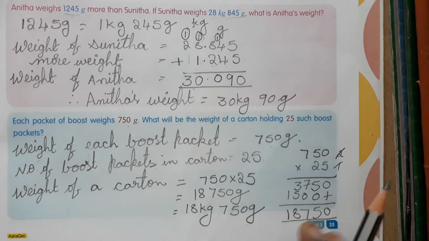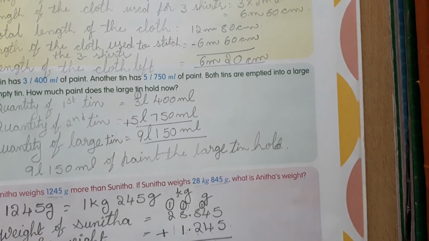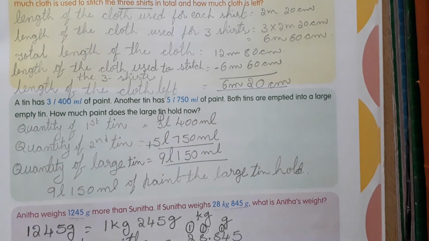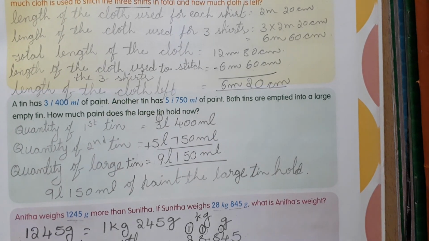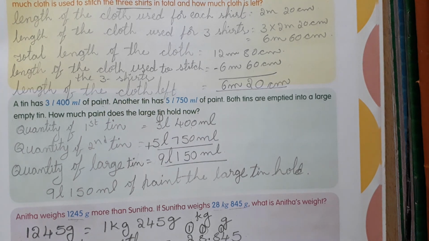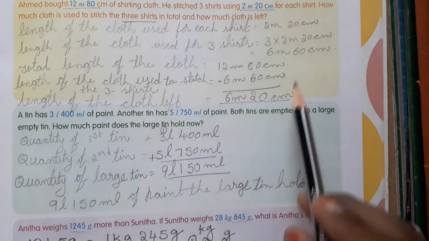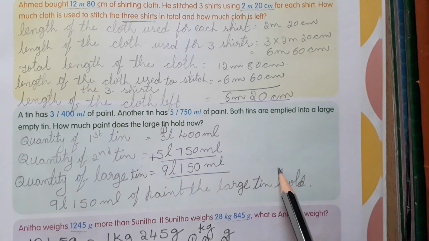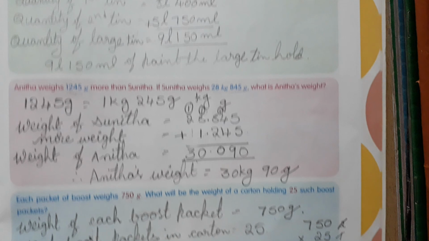Okay. So these four are the word problems in the workbook, children. In the next video, we will do the activity book for the chapter Metric Measures. So this is the first one, second one, third one, fourth one.